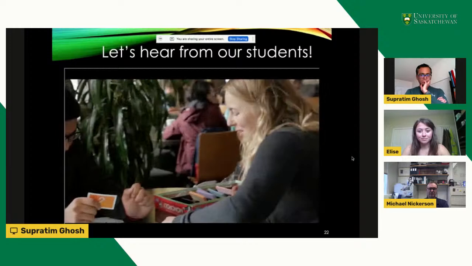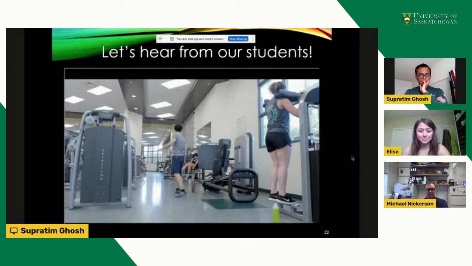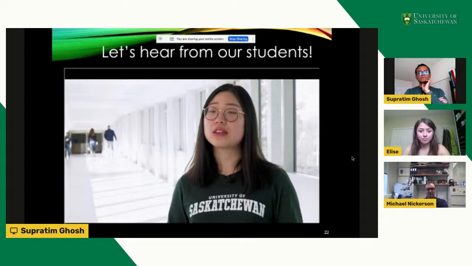After school, I like to work out at our university. We have a very good gym facility, and we have a good library here, so I like to study there as well.